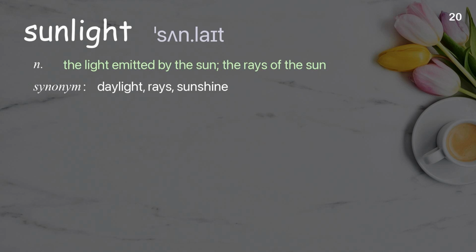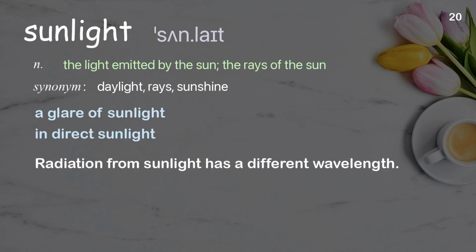Sunlight. The light emitted by the sun, the rays of the sun. Examples: A glare of sunlight. In direct sunlight. Radiation from sunlight has a different wavelength.